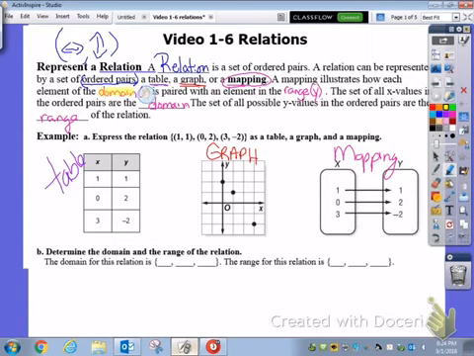Domain is always x, always, always, always. That is your x-axis, which goes across. That will be your first column in the table, and that will be your first column in a mapping. The range, which is the y-axis, the y goes up and down on your graph. It is the second column in your table, and it is the second column in your mapping, okay? The domain for this relation, so let's look at, I have an example, these all represent the same thing.